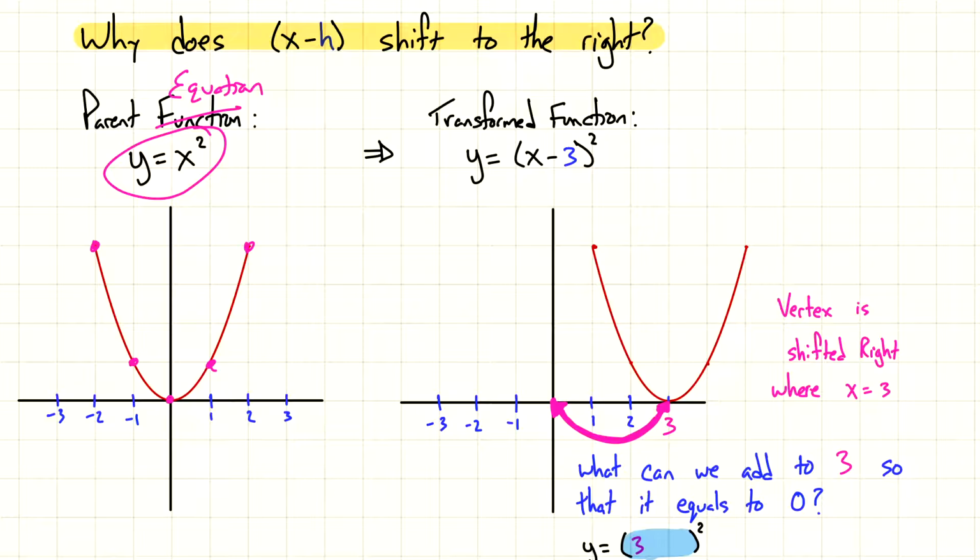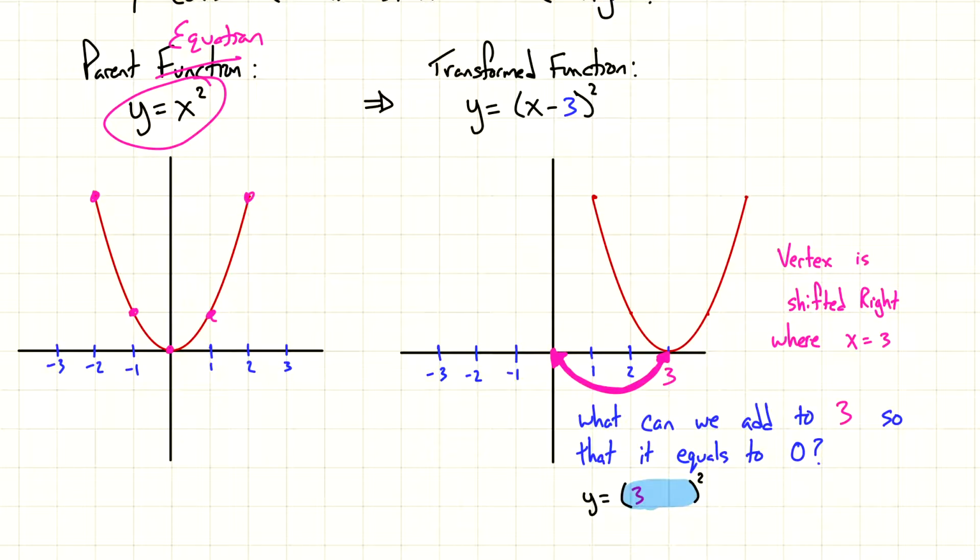what effect does it have? And this might answer the question for some of you: why is it not plus 3, or why is it not negative 3? Why is the h value not negative 3, and why is it plus 3?